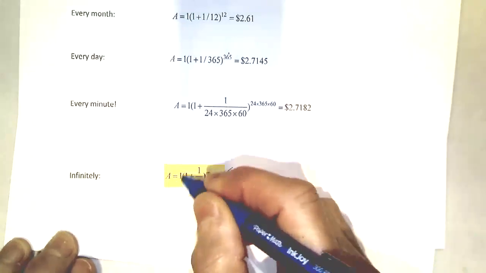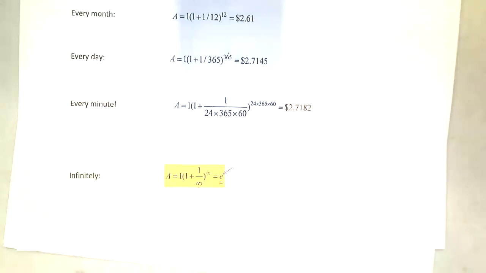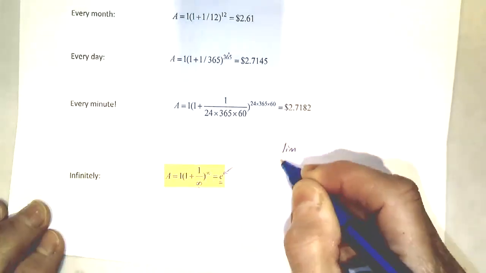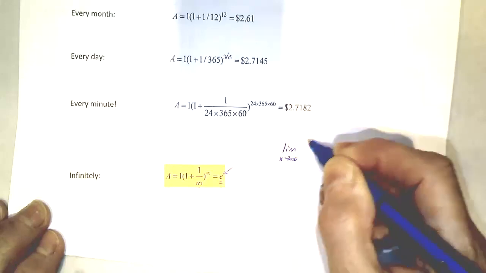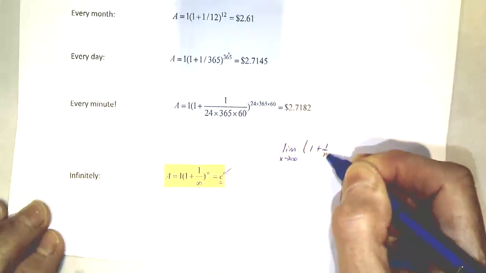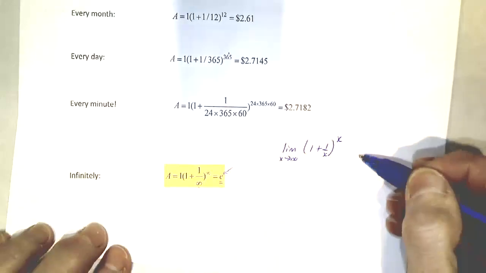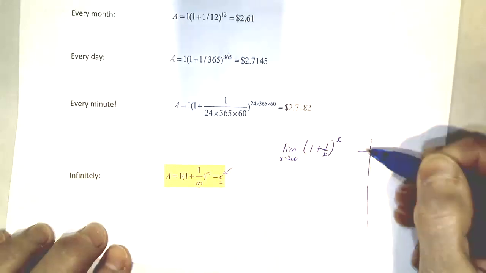You can't do a numeric calculation if you want to see how much money you're going to have at the end of a year, if they sort of continuously calculate interest and give you interest infinite times. The only way you can calculate this expression is the concept of a limit. And this is what it would look like. I'll put X's here.